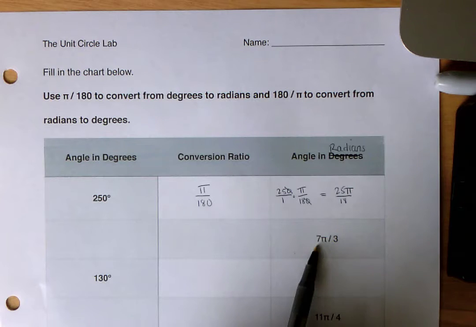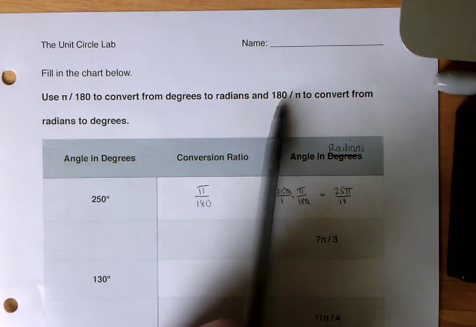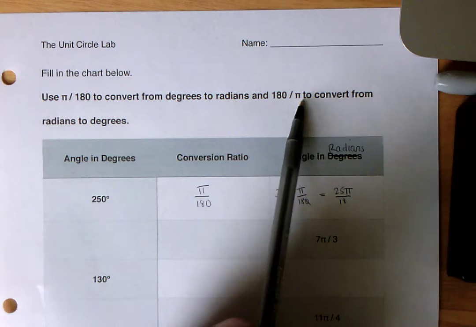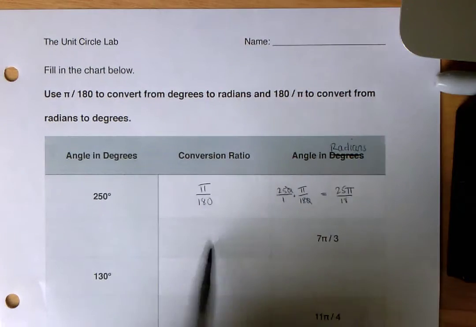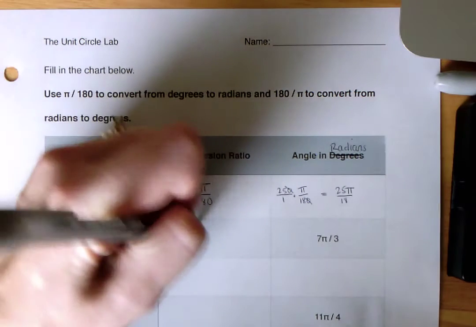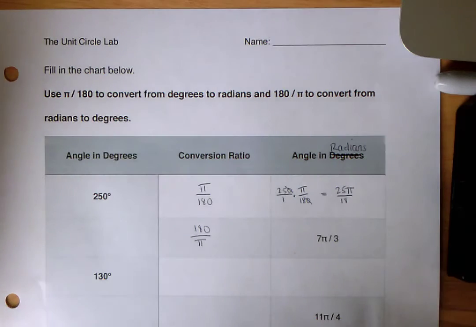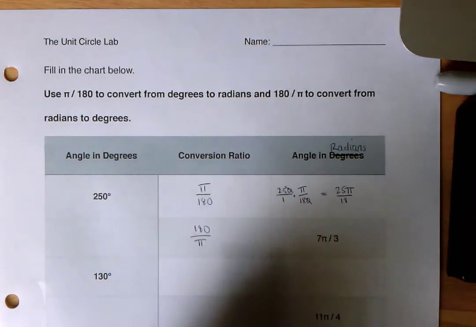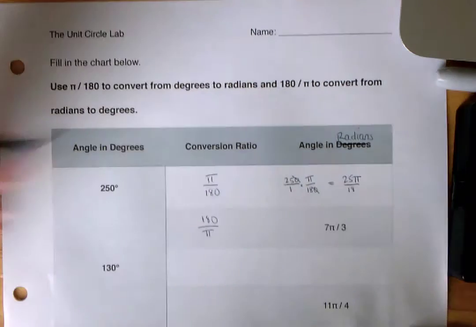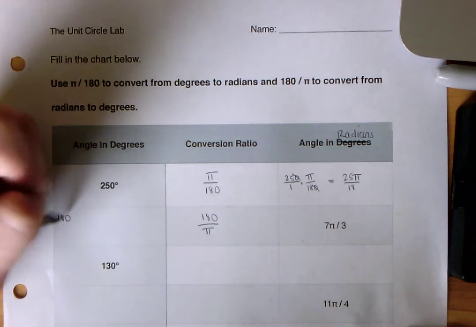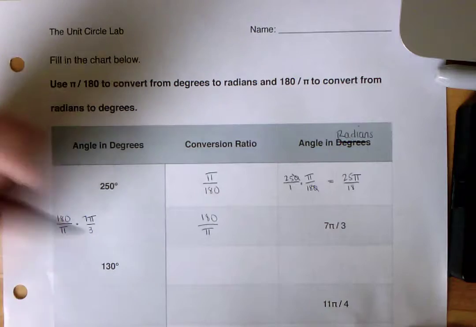So now I'm going to do this one. We're going to go the other way. It says use 180 over pi to convert from radians to degrees. So on this one, for the conversion ratio, I'm going to write 180 over pi, because that's the one I have to use. Again, I multiply these two together. I'll just show you all my work here: 180 over pi times 7 pi over 3.